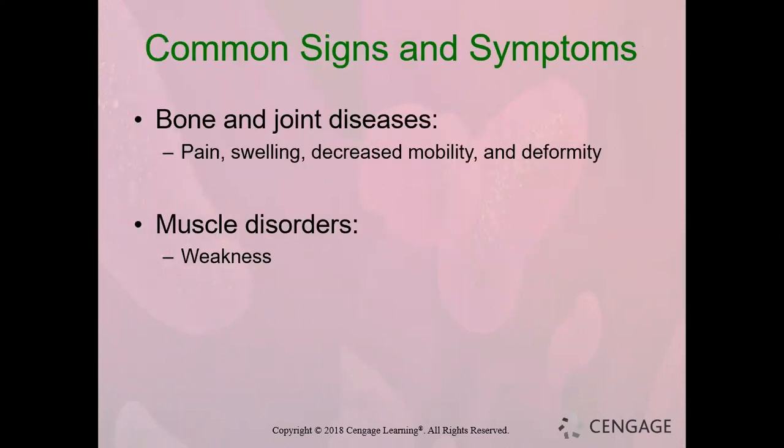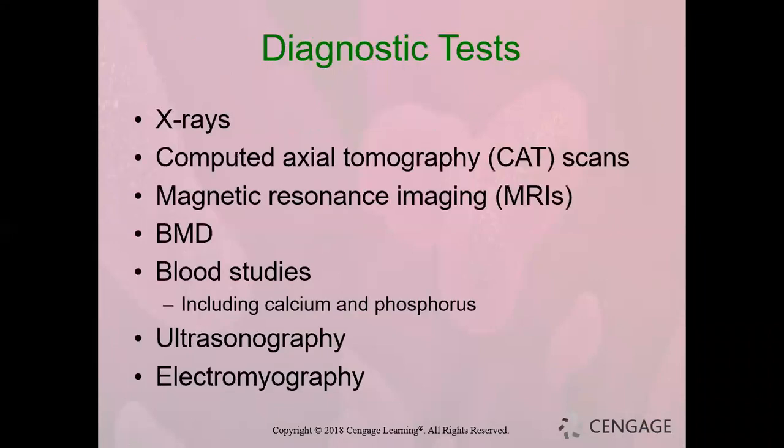There are different kinds of diseases. There's bone and joint diseases that cause deformity, decreased mobility, pain, swelling. And then there's muscle disorders that can cause weakness, swelling, all sorts of different things.